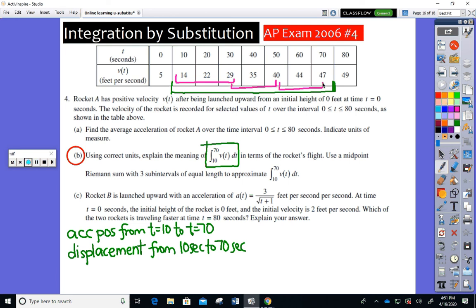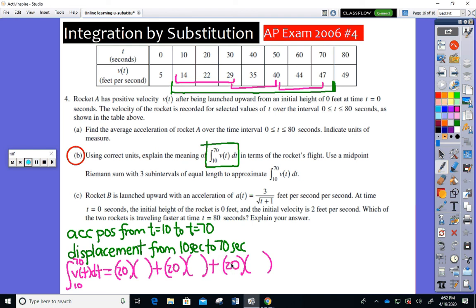So it wants a midpoint Riemann, so 3 rectangles. So I'm going to say that the integral from 10 to 70 of v of t dt is equal to rectangle 1, base times height, plus rectangle 2, base times height, plus rectangle 3, base times height. Now, each rectangle is 20 units wide because from 10 to 30 is 20 units, from 30 to 50 is 20 units, from 50 to 70 is 20 units. So the base of each of my rectangles is 20.